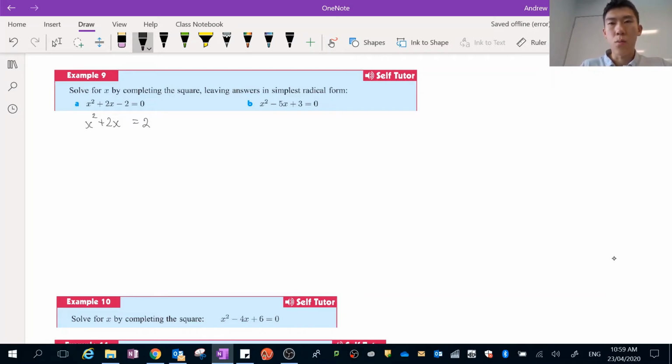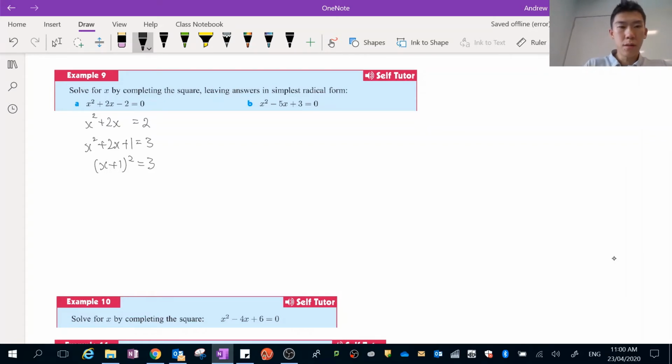Now I need to think about what I need to add to both sides to complete the square. I halve the 2 to get 1, and I square it, which is still 1. So I need to add 1 to both sides. The right-hand side becomes 3. Now my left-hand side is a perfect square. It becomes x plus 1 squared, and that equals 3.